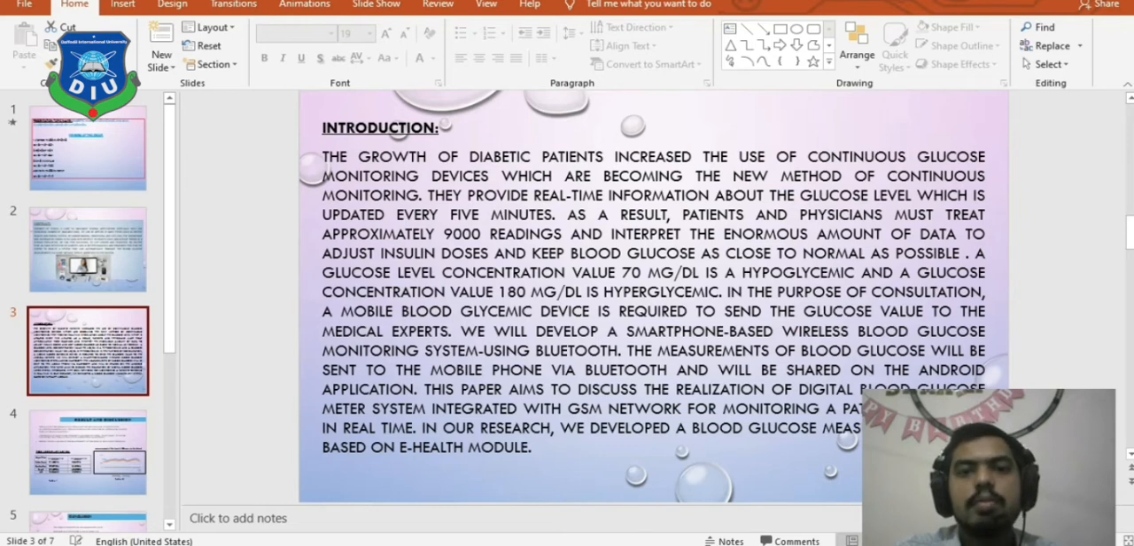As a result, patients and physicians must treat approximately 9,000 readings and interpret enormous data to adjust insulin doses and keep our blood sugar as close to normal as possible.